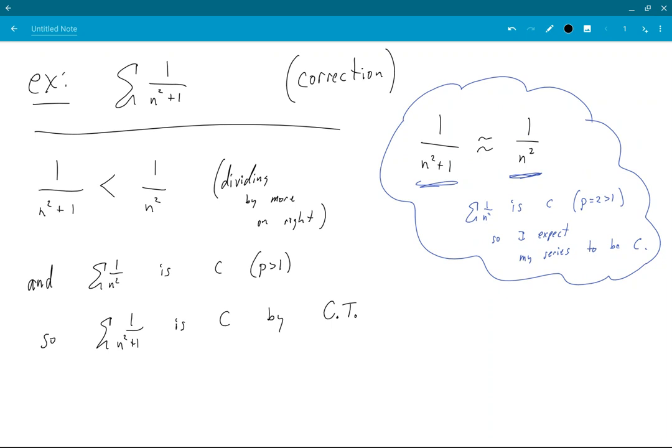Okay, so here's my question up here, and below I have, basically you can read this as a sentence in English. Okay, 1 over n squared plus 1 is less than 1 over n squared, and summation 1 over n squared is convergent. So summation 1 over n squared plus 1 is convergent by comparison test. Okay, so that's how you should be trying to write your solutions, as something that I can read from top to bottom.